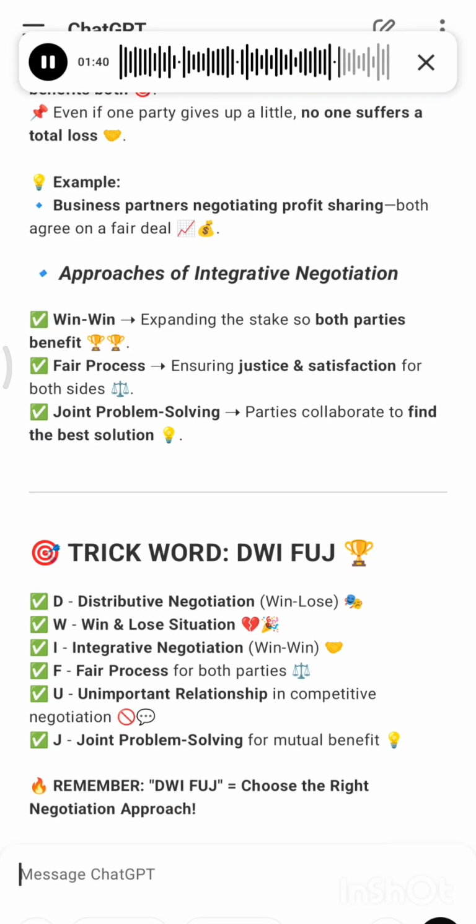Trick word: DWIF. D, distributive negotiation, win and lose situation. W, integrative negotiation, win-win. I, fair process for both parties; unimportant relationship in competitive negotiation. J, joint problem solving for mutual benefit. Remember, DWIF: choose the right negotiation approach.